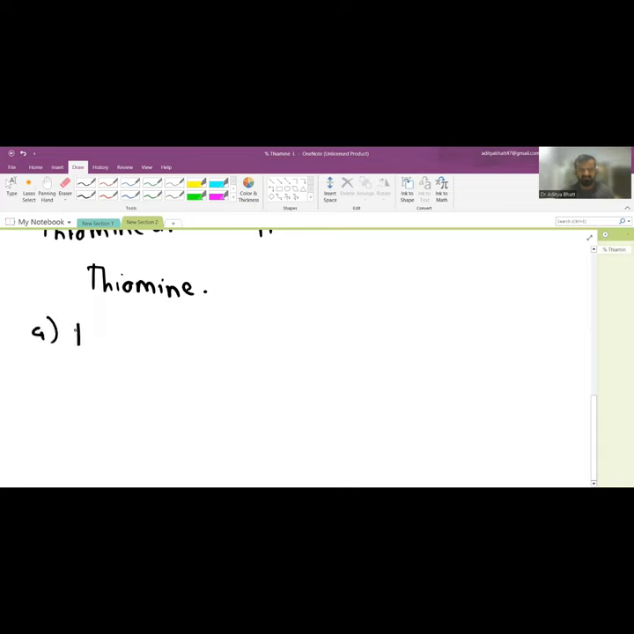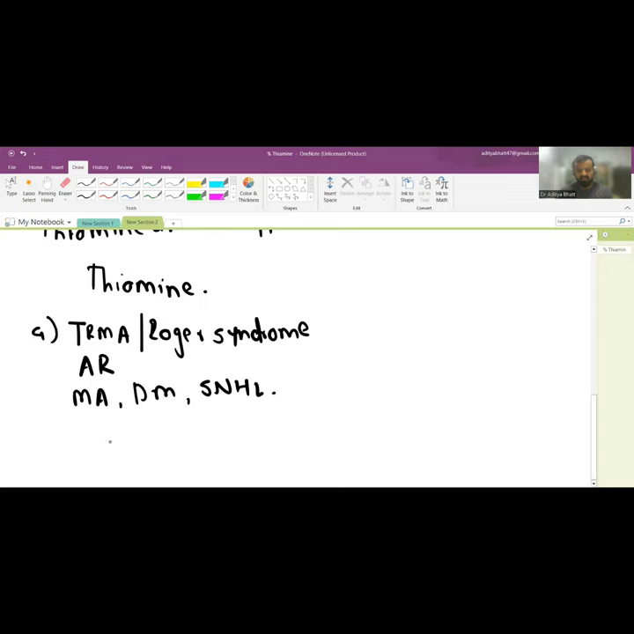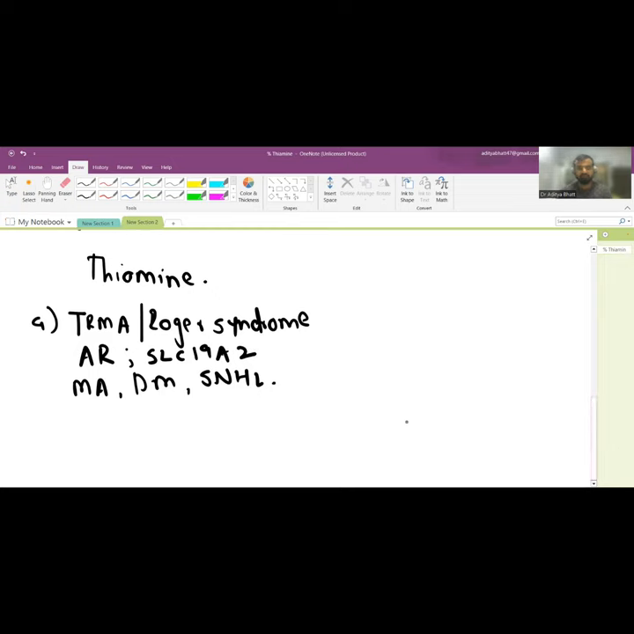So first we'll discuss TRMA, thiamine responsive megaloblastic anemia, also known as Roger syndrome. This is the third most common vitamin cause of megaloblastic anemia. So after B12 and folic acid, the third important vitamin that causes megaloblastic anemia is thiamine. It is an autosomal recessive disorder, which is associated with megaloblastic anemia, diabetes mellitus, and sensory neural hearing loss. And this occurs due to abnormality of the SLC19A2 gene. Okay, so that you have to remember.